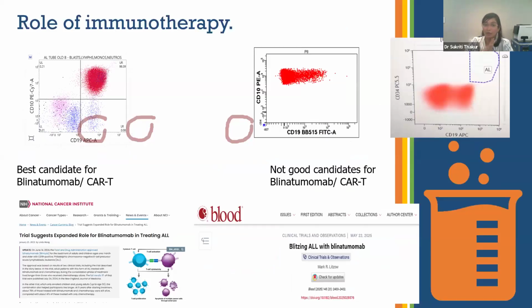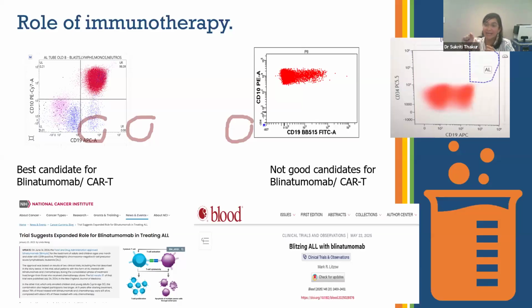Now today we are all aware of the immunotherapies we are getting, and it's a bliss for the patients: blinatumomab, CAR-T. Blina and CAR-T have played an immense role in today's response in B-ALL, especially refractory B-ALLs or those which have relapsed. As a flow cytometrist, what is important for us is to understand which population is coming positive: is it 100% positive or not? Because these targeted therapies are targeting the cell antigen.